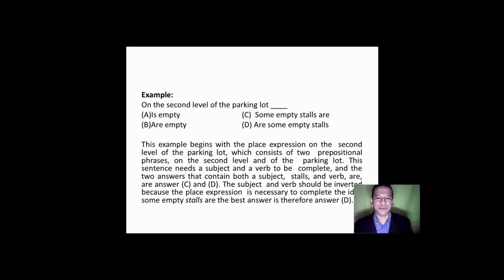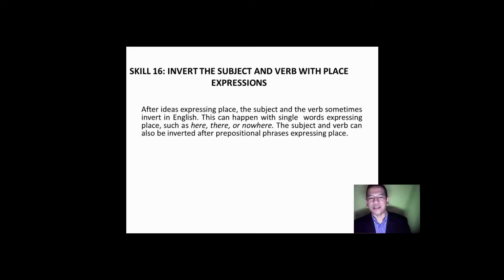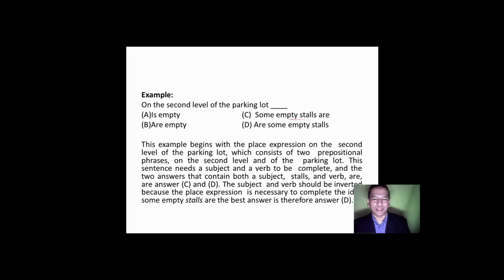The example begins with the place expression on the second level of the parking lot, which consists of 2 prepositional phrases: on the second level and of the parking lot. This sentence needs a subject and verb to be complete, and the 2 answers that contain both subject and verb are C and D. So the best answer goes to D, are some empty stalls.